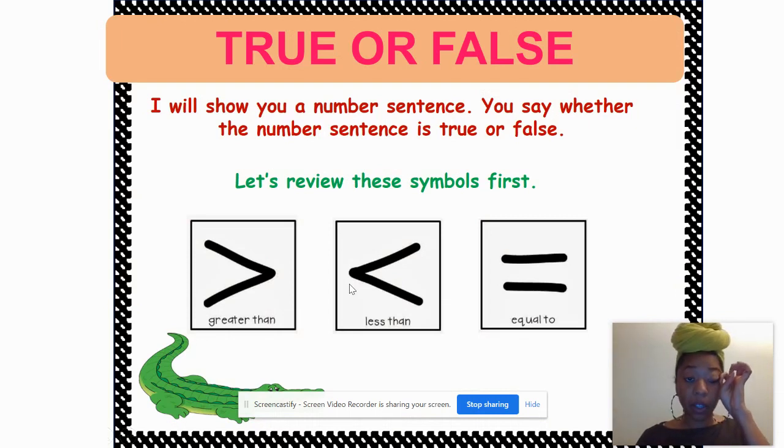Okay, true or false? I will show you a number sentence and you're going to tell me if the number sentence is true or false. Let's review the symbols first. We did this last week, so I know you already know. The first symbol is the greater than symbol. The symbol in the middle is called the less than symbol. Nice work. The last symbol we see here is the equal to sign. You're right, that's the equal to sign.